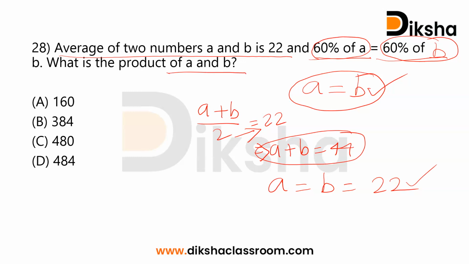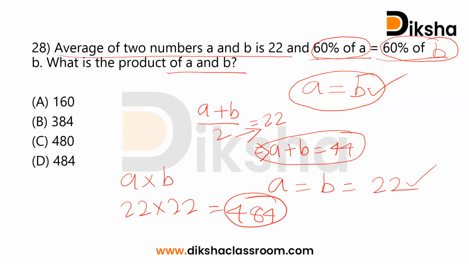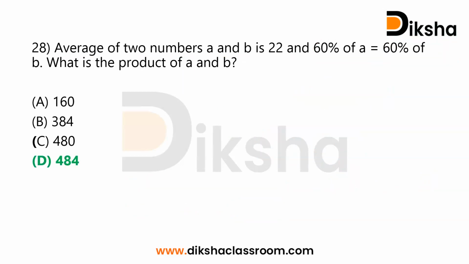The question asks for the product of A and B. Product of A and B means A into B. That means 22 into 22, which gives you 484. Easy one. First thing we have done is 60% of A equals 60% of B means both A and B are equal. Given the average of A and B is 22, we get A plus B equal to 44 and A equal to B, from which we get A equals B equals 22. And the question is the product of A and B, 22 into 22, 484. So 484 is the correct answer.